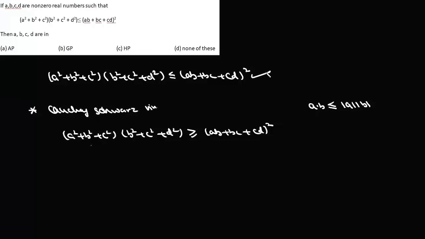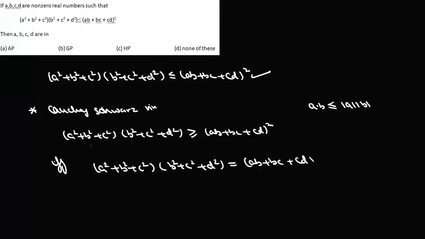Now this other result can only be true if and only if there is an equality sign. So that means a square plus b square plus c square into b square plus c square plus d square must be equal to ab plus bc plus cd. Now Cauchy-Schwarz inequality says this result is true when a upon b equals b upon c equals c upon d. That means a, b, c, d are in GP.